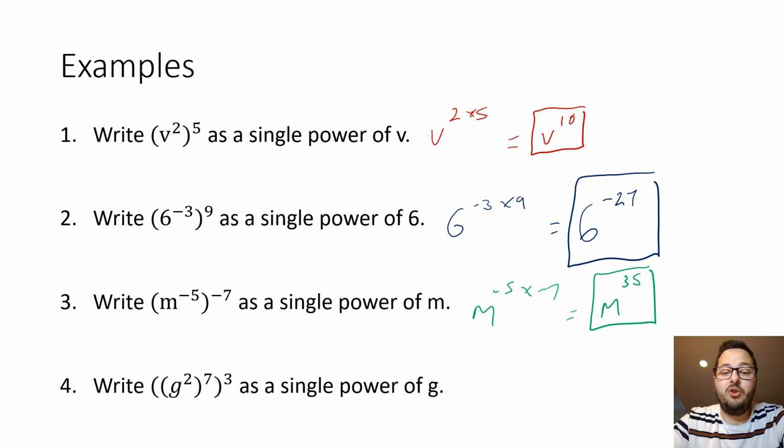And then last one, we're going to do g squared to the power of 7 to the power of 3. So again, even though there's 3 powers, we can just times them all together. So this is g to the power of 2 times 7 times 3. 2 times 7 is 14, and 14 times 3 is 42. So this is g to the power of 42.